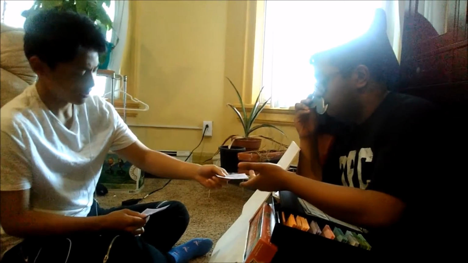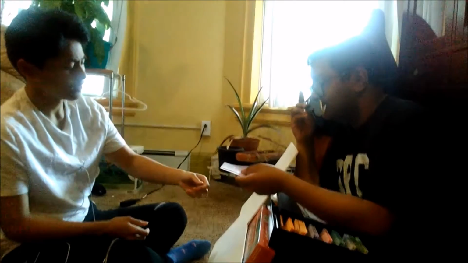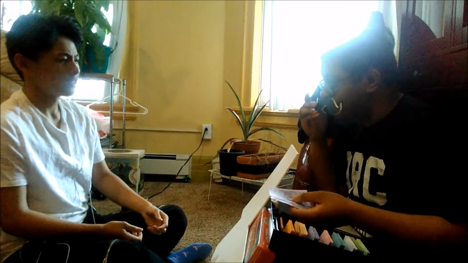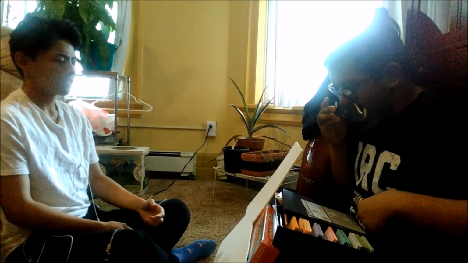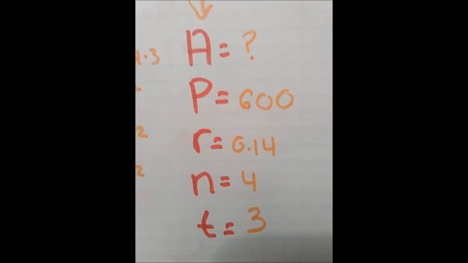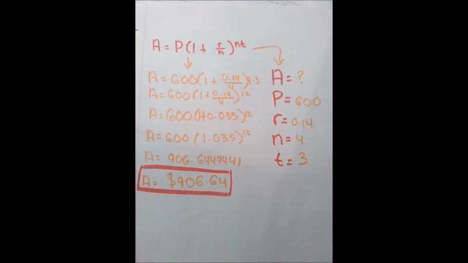For our second example problem, Dresden opens a savings account. The principal amount he deposits is $600. If the account is set to earn 14% interest compounded quarterly, 4 times a year, how much will the balance be after 3 years? We begin to solve this problem by first simplifying the outer exponents. While this isn't necessary, it does make the problem easier to manage later on.